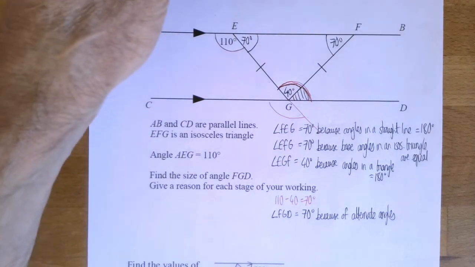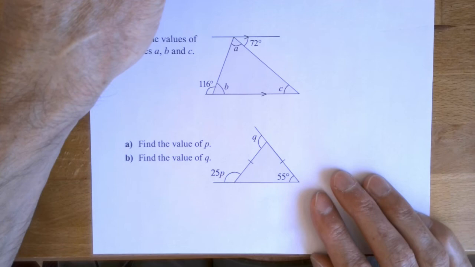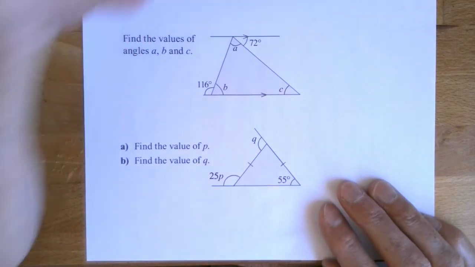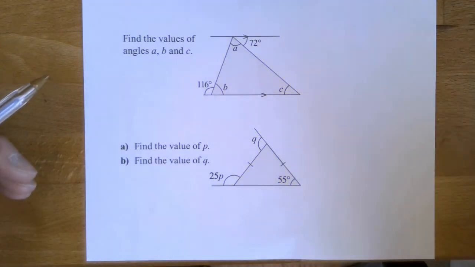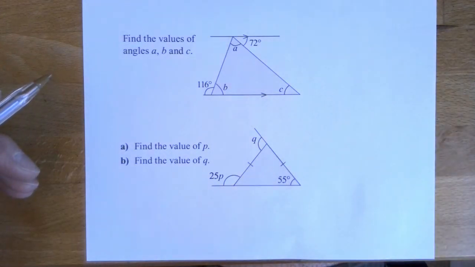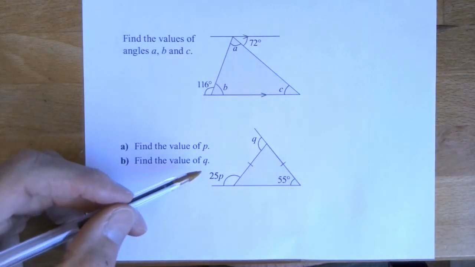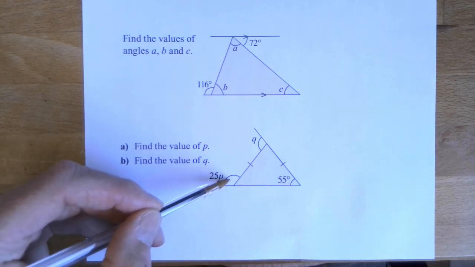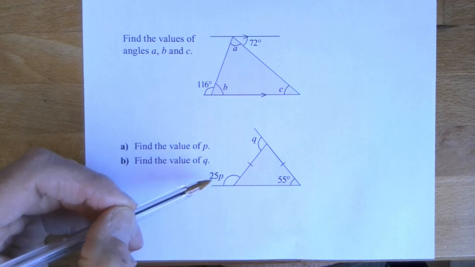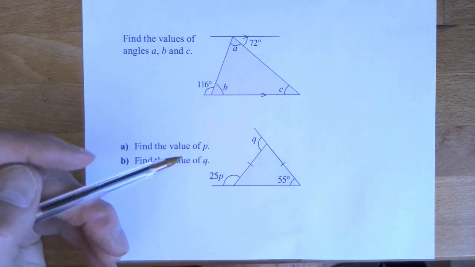However, the two I've asked you to try are not explain why. You've just got to work out the missing angles. And they, again, involve a mixture of rules. Remember the hint about extending the lines? That might be helpful. It's got some algebra here, but don't be confused by that. You know, you can work out the size of that angle. That will be what 25p is. So P, you just divide it by 25.